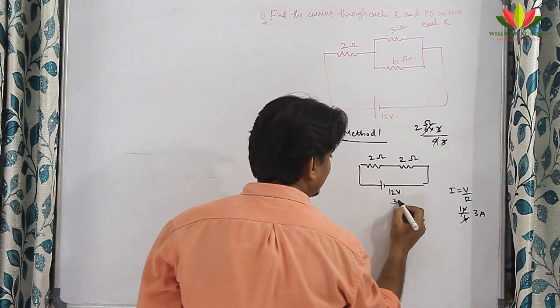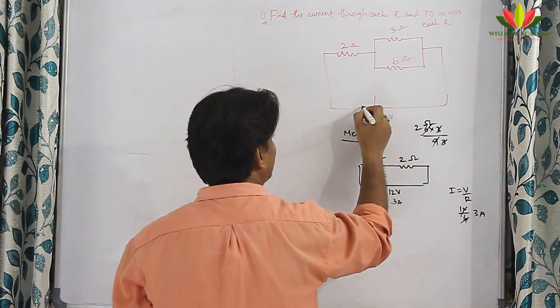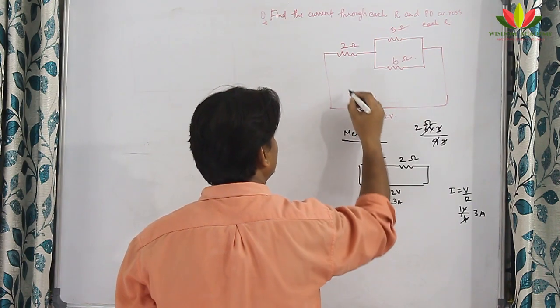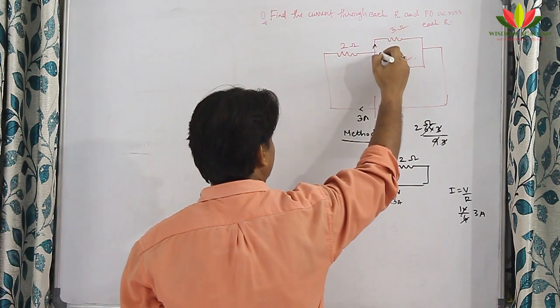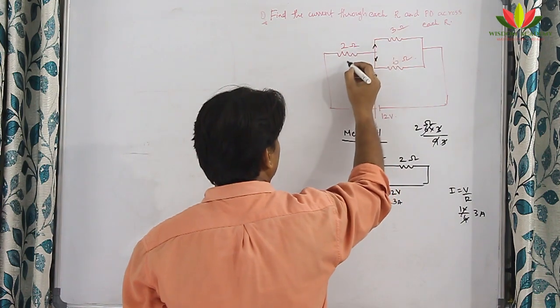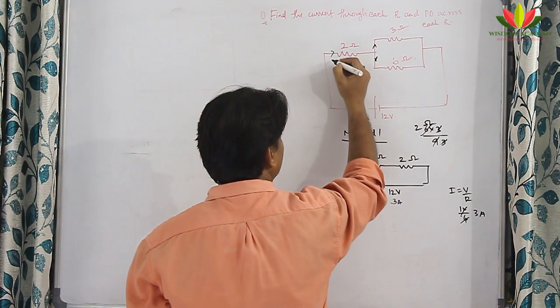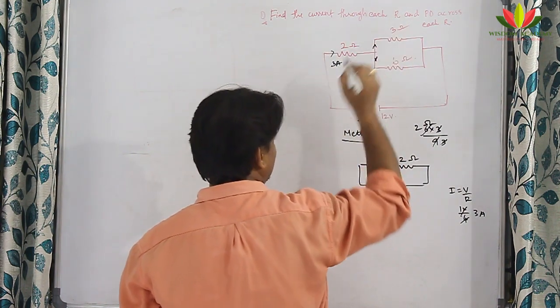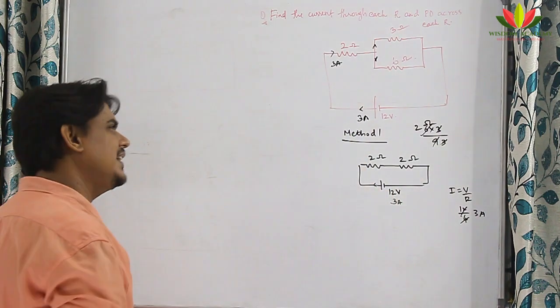So 3 ampere will start from here. This 3 ampere which starts from here goes here, and here it gets split. So this is 3 ampere coming here, and 3 ampere gets split. In what ratio does it get split? Can we find it? Yeah, we can find.